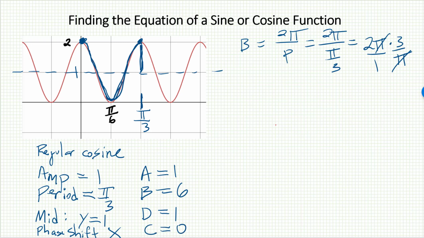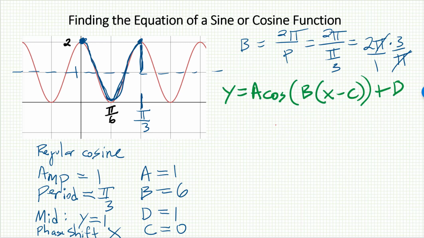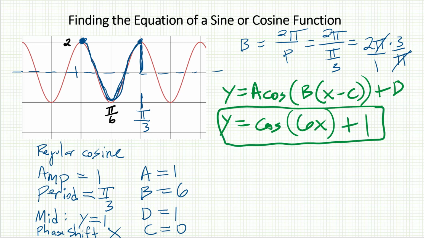I have everything I need to write the equation down. Let's remind ourselves of the general form. So make sure you know this backwards and forwards. All I need to do now is fill in those numbers. The A is 1, which means I don't really even need to write anything there. The B was 6. The C is 0, which means I don't really even have that second parentheses. X minus 0 is just x, so I just have 6x in there. And the D is 1. And we're done.